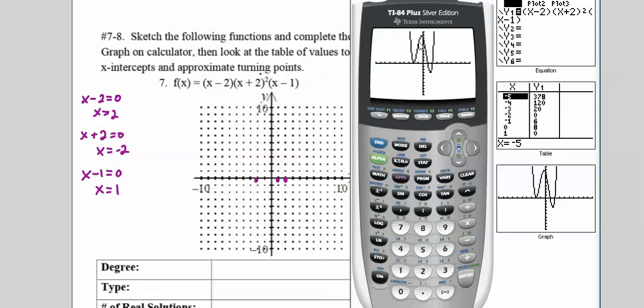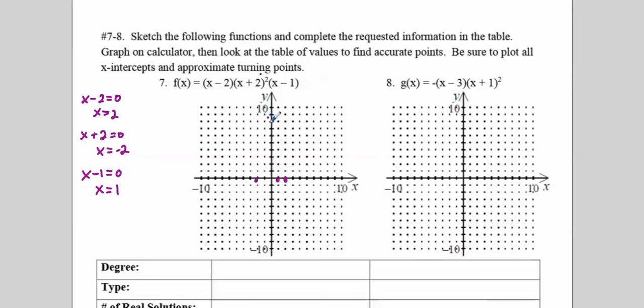So I'm going to calculate this turning point as a relative maximum. Second, calculate maximum. I need to go to the left of the maximum and press enter, and go to the right of the maximum and press enter, enter. Alright, so negative 0.3, 8.6 approximately. So negative 0.3 and 8.6. Right about there.